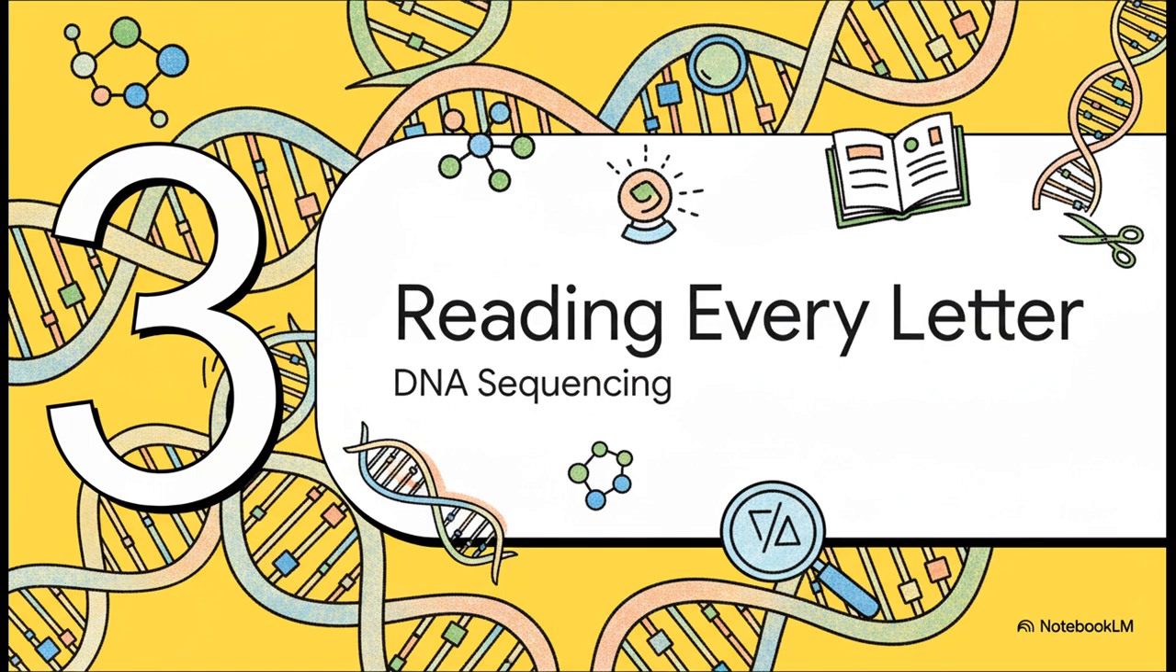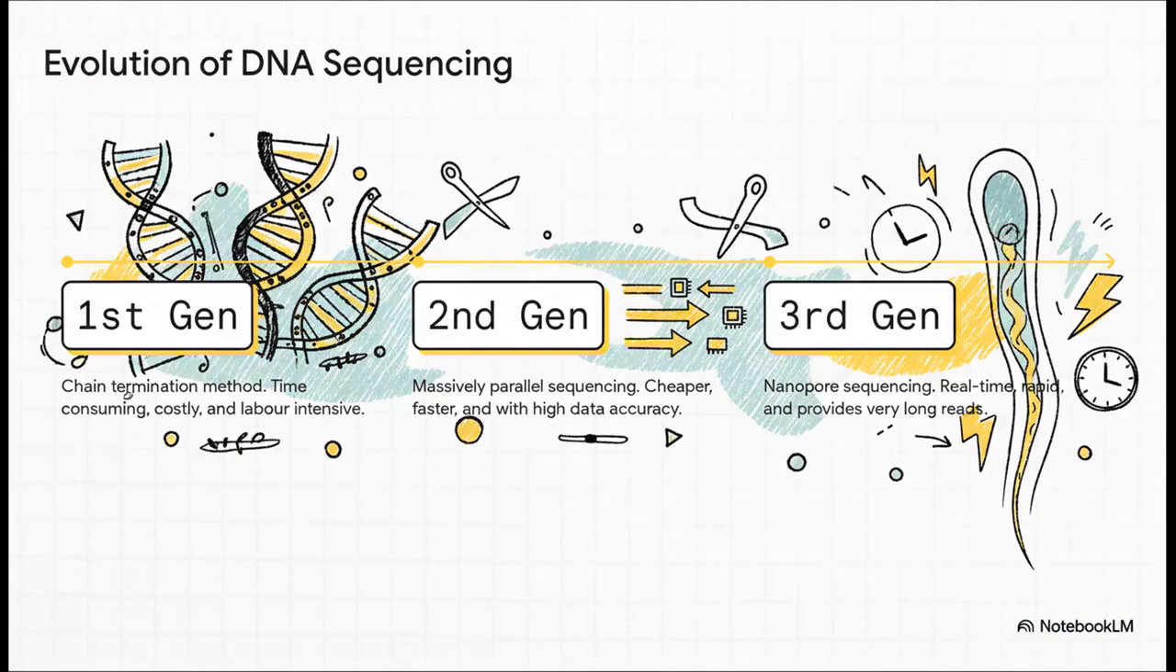Okay, a map is great, really useful. But what if we want to read the entire instruction book letter by letter? Not just know where the chapters are, but read every single word. Well, that's where DNA sequencing comes in. It's the process of figuring out the exact order of the bases, the A, T, C, and G in a DNA molecule. And you won't believe how fast the technology for this has improved.